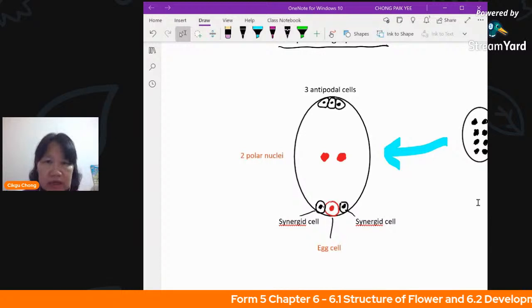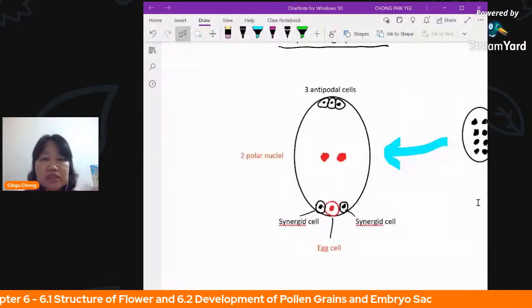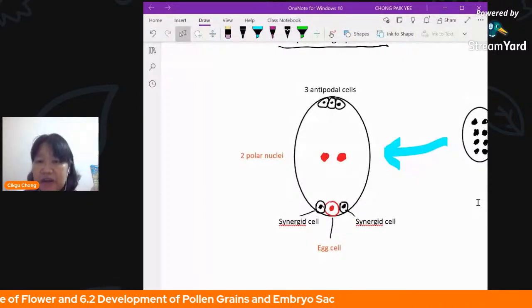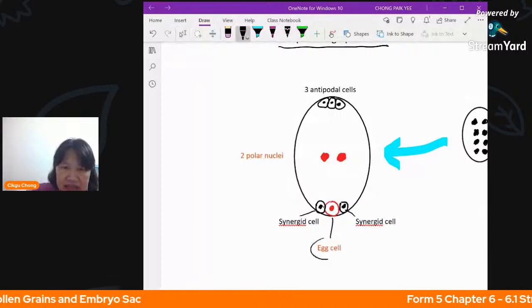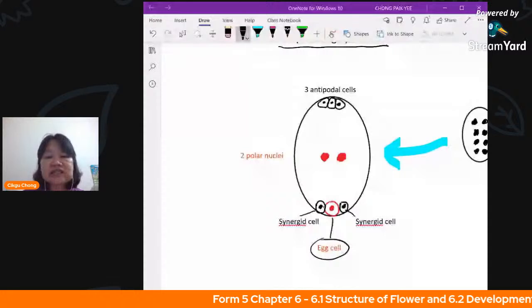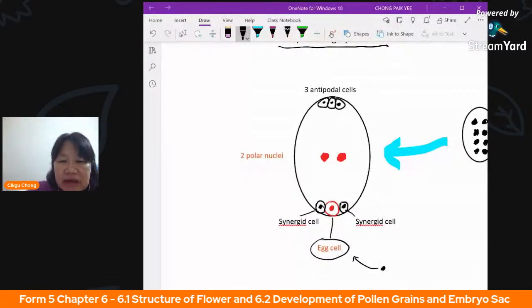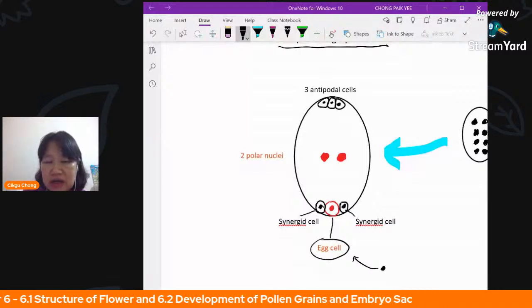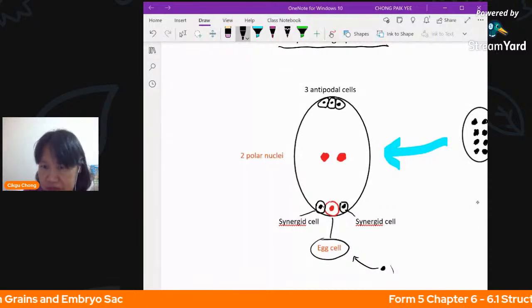Some of them, what they call the polar bodies, will degenerate. Egg cell, correct? Yes, egg cell, but that's not the only one. Don't forget double fertilization. There's another kind of fertilization. One of the male gametes is going to come here. Yes, correct. One of the male gametes will fuse with the egg cell. You will get a diploid zygote.